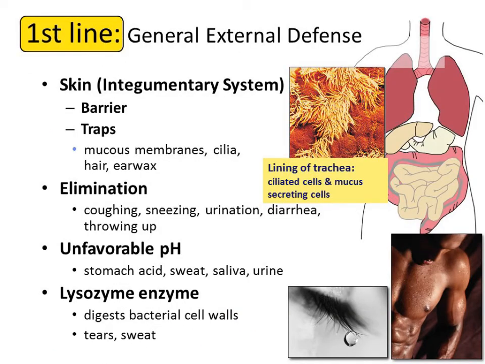All right, so like I said in the last slide, your skin is your first line of defense. It's an external defense. So this part I'm circling is what you need to write down. It has barriers and traps that help keep bacteria away from you. So whether that's cilia, hair, earwax, all that kind of stuff. It also lets you eliminate things. There's an unfavorable pH that helps prevent bacteria from growing.